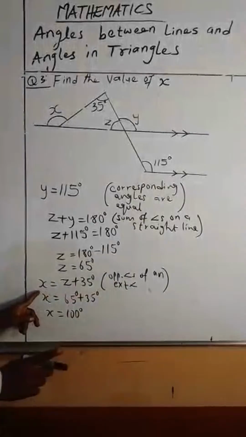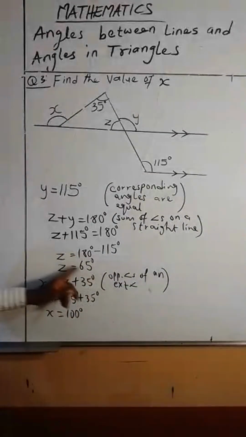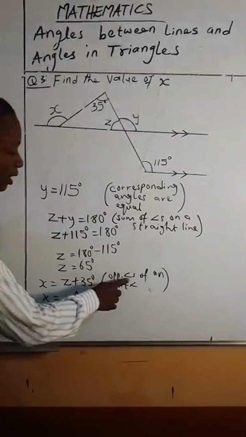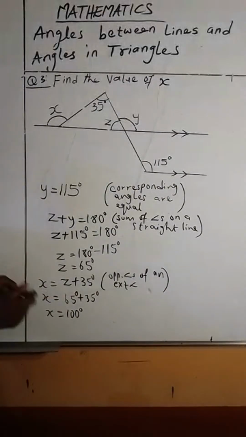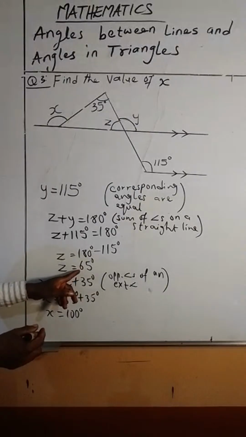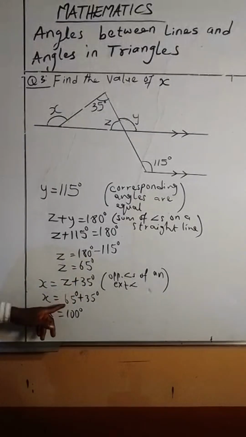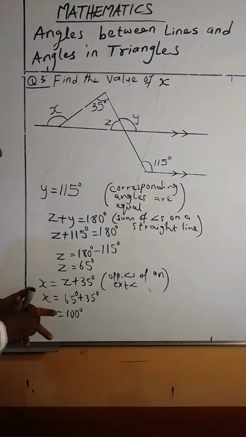Exterior means outside. These two are interior angles, so you can call them opposite interior angles to these exterior angles. When we substitute for z, knowing z to be 65 degrees, adding it up gives us 100 degrees. So this is the value for x.